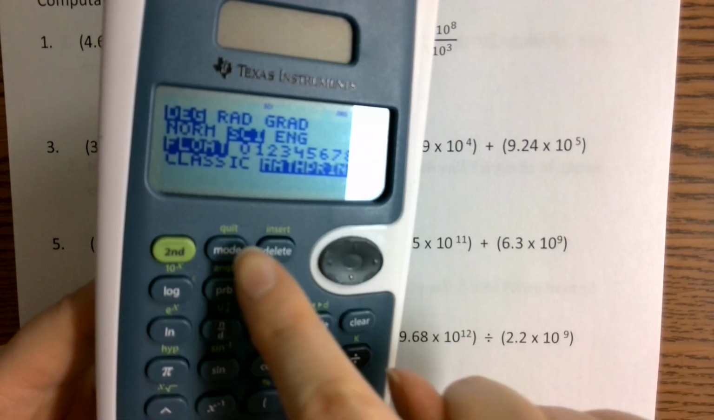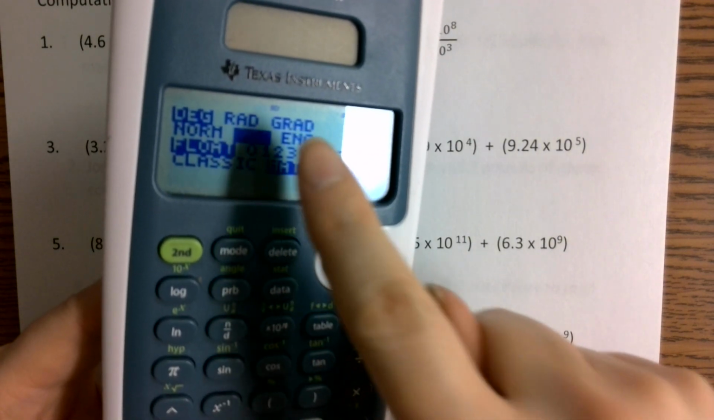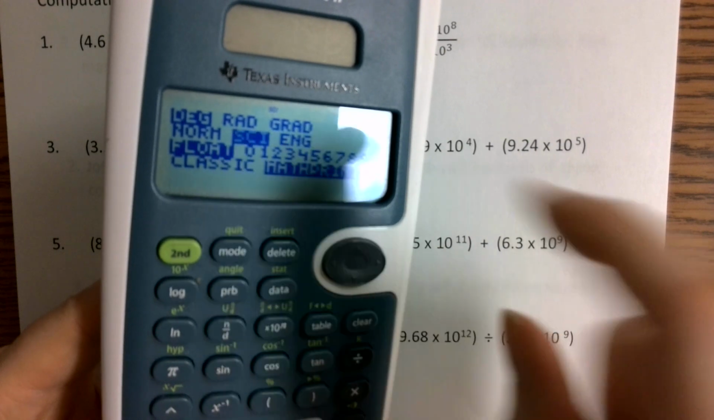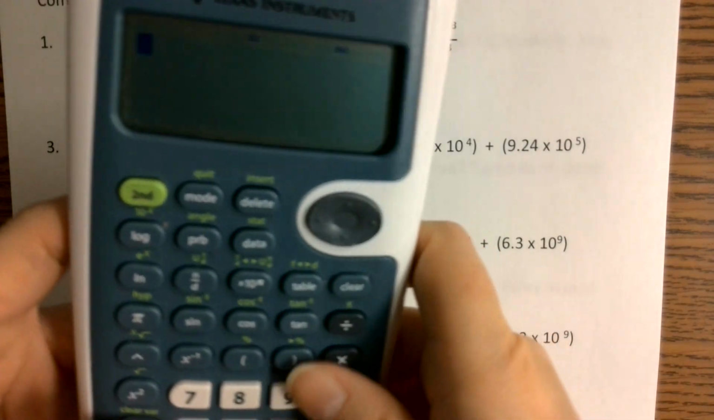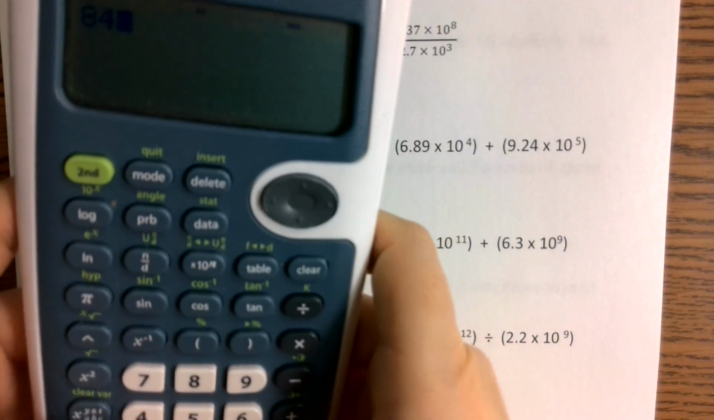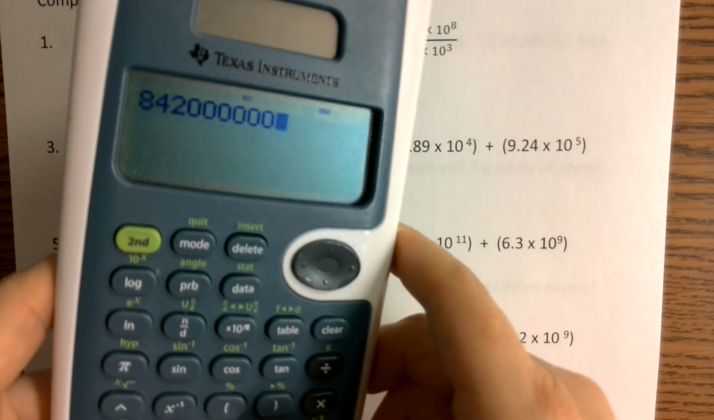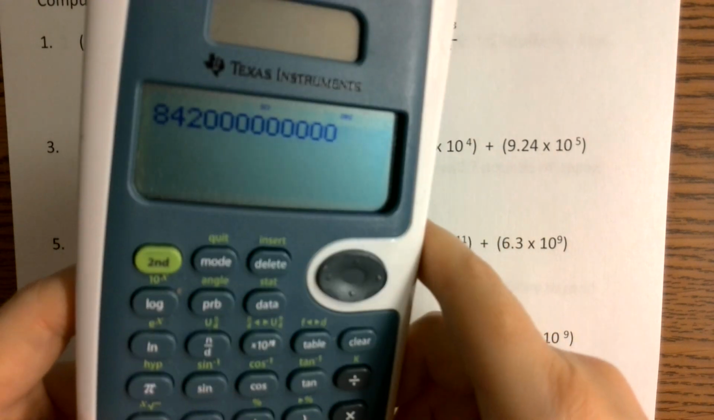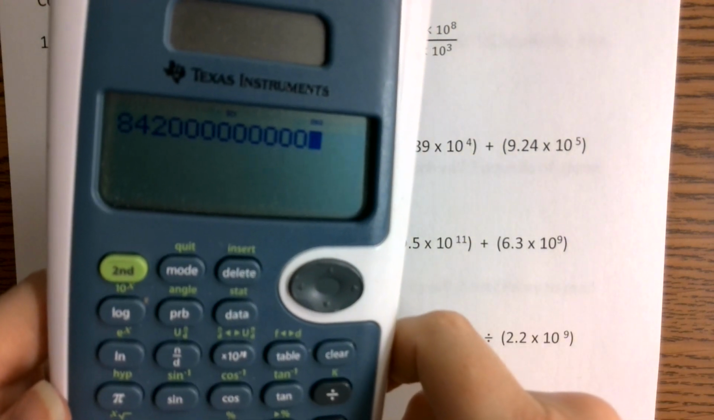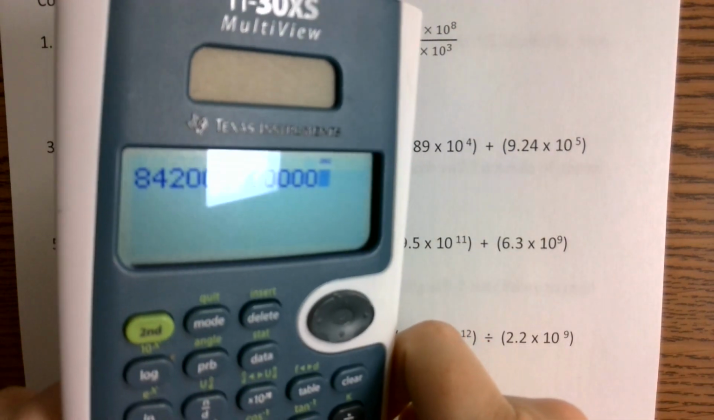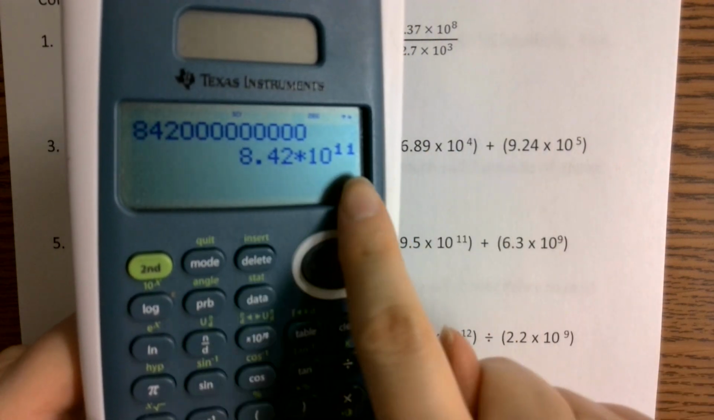Okay, so again, you're going to hit the mode button. You're going to move your arrow down one, to the right one, and then hit enter so that your calculator is now in scientific notation mode. And then you're going to hit clear. I want you to practice. Type in 842 and then nine zeros. 842, 0, 0, 0, 0, 0, 0, 0, 0, 0. Should have 9 zeros there. And then hit enter. It's going to tell you what the scientific notation is.